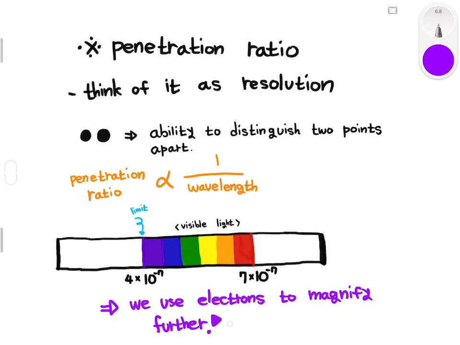However, the wavelength of light visible to us is limited to 400 to 700 nanometers, which means there is a limit to magnifying. But when you use electrons as a light source, you can accelerate them so that they would have an even shorter wavelength than the visible light. This is why we use electron microscopes, to magnify further.